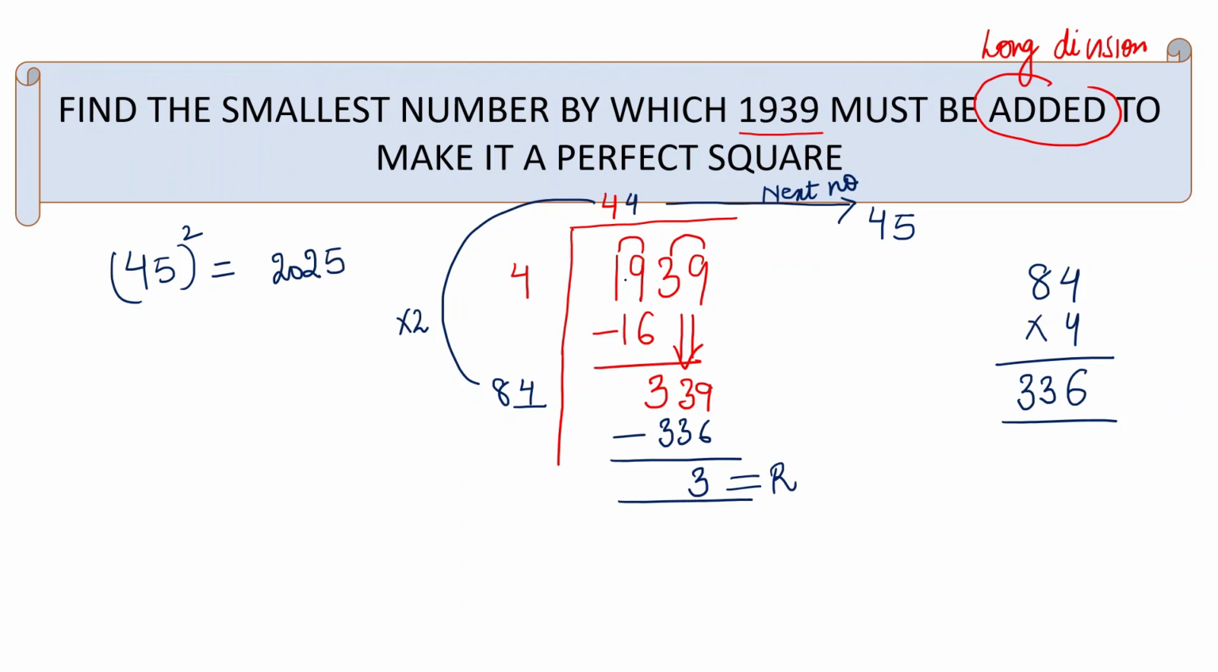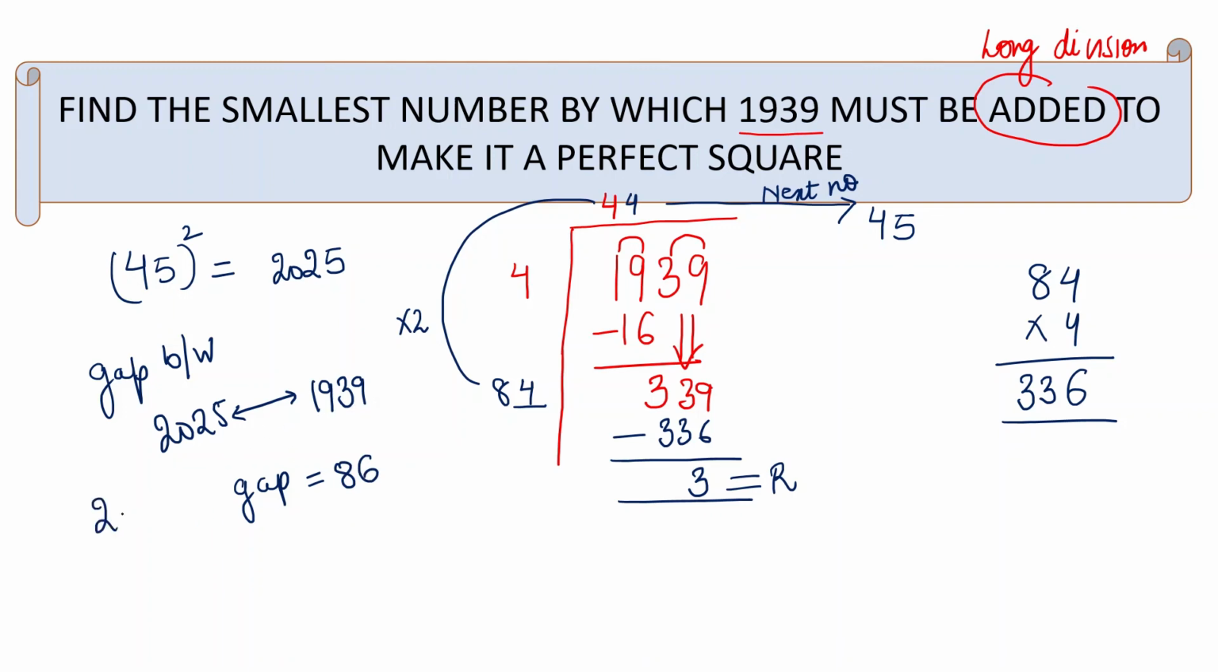Now find the gap between 2025 and the given number 1939. What is the gap? Gap is 86. If you subtract 1939 from 2025, the result will be 86. Now add 86 to 1939 in order to make it a perfect square.